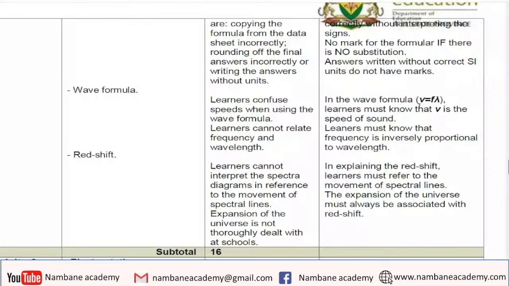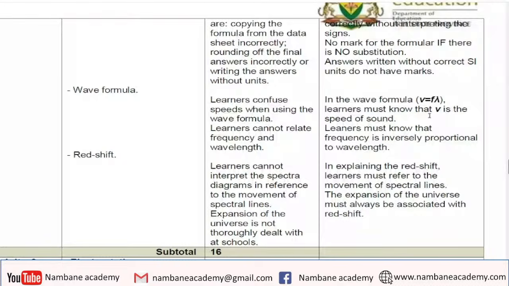And we know the relationship between the frequency and the wavelength. We know they are inversely proportional. If wavelength increases, then it means frequency decreases. We know that relationship.